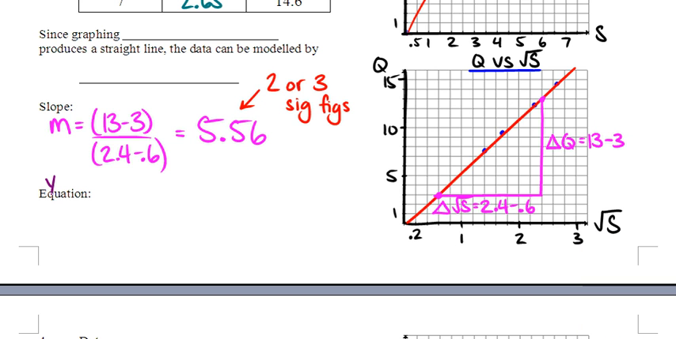And now the equation, we're going to put it in the format, good old y equals mx plus b. We're not going to say y because we don't have a y-axis. We have a q-axis instead. So q equals slope, insert your number, not necessarily mine, might be close, times x. We don't have an x-axis. We instead call that axis root s. And it doesn't really look like we have a y-intercept to worry about, so there's your equation. Q equals 5.5-ish times root s.